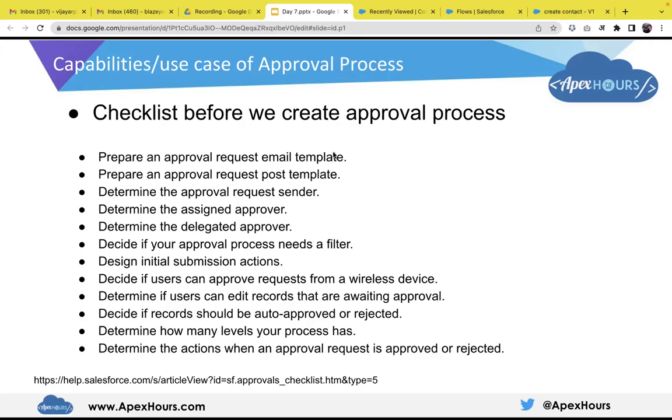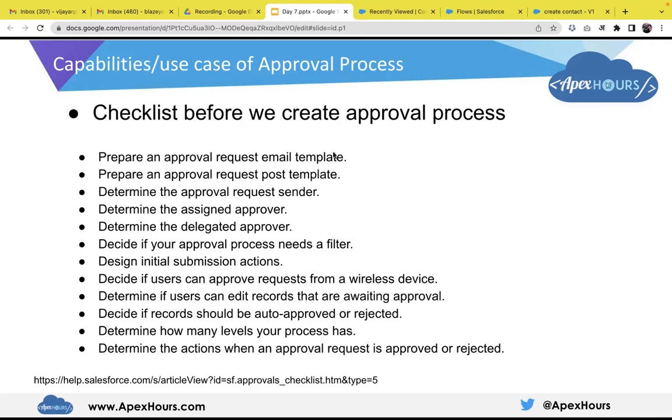As soon as the record is submitted for approval, if you want that nobody should be able to edit the record, we can lock the record. If you want to send an email to someone or update any field, these kinds of actions can be performed in initial actions.